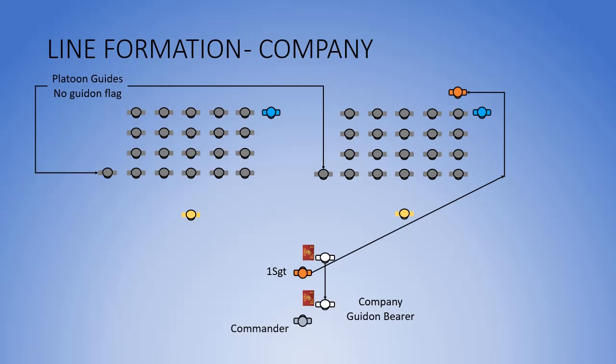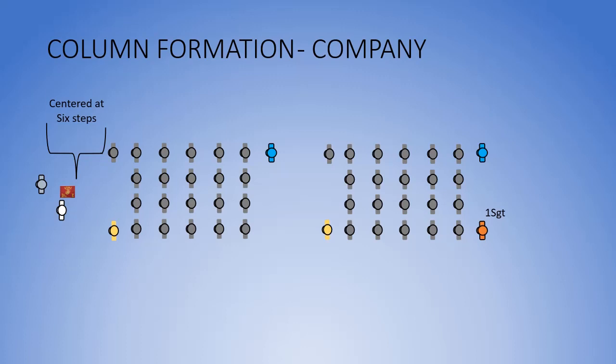Platoon commanders move into position, and the first sergeant takes the most direct route to post. The company commander gives the command right face, and the commander and guide-on-bearer execute the appropriate face in march to post at the head of the formation.